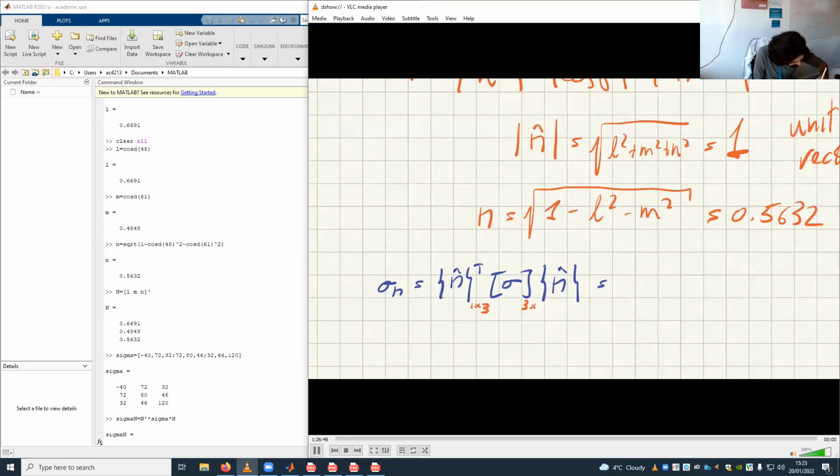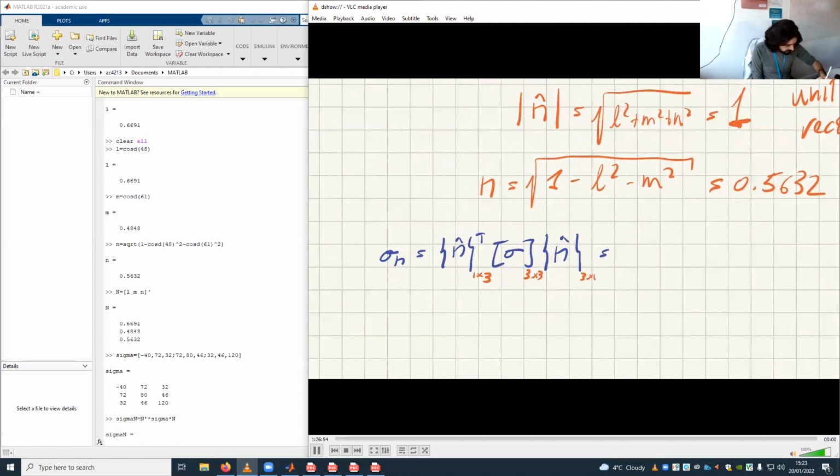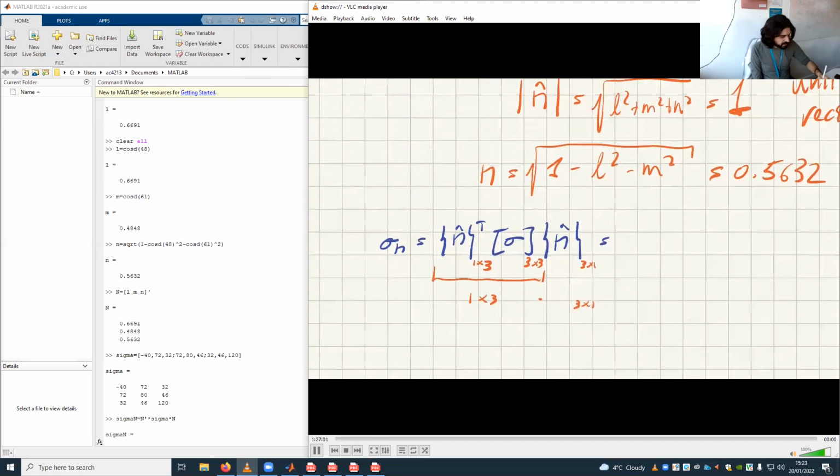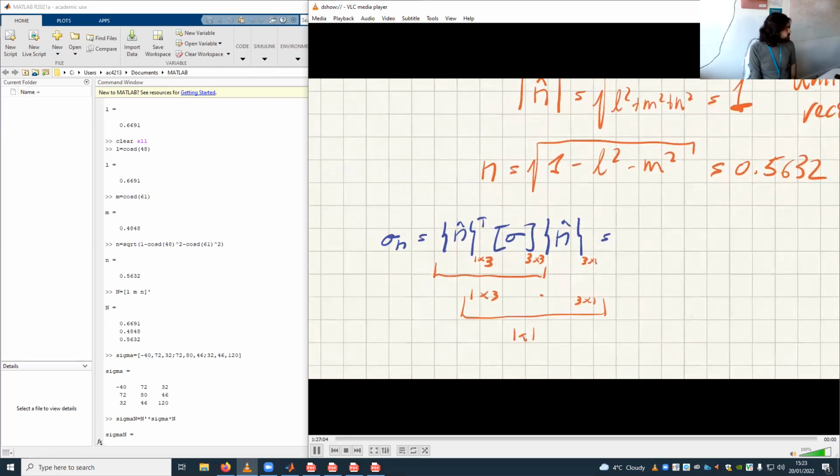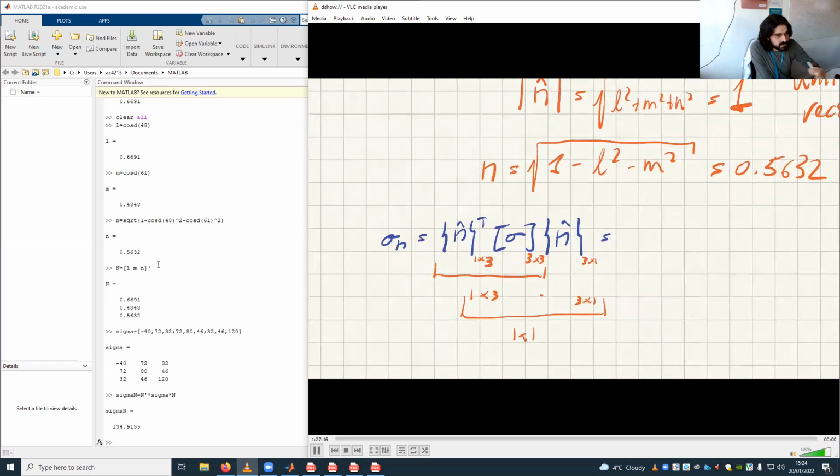This is a 3 by 3. This is a 3 by 1. So the result of this times this gives me a 1 by 3. And the 1 by 3 times a 3 by 1 gives me 1 by 1, which is a scalar. And so I get a scalar, and that scalar is 134.92 megapascals, of course, because we are working in megapascals here.